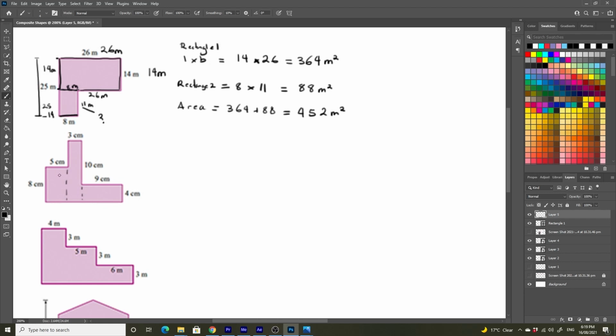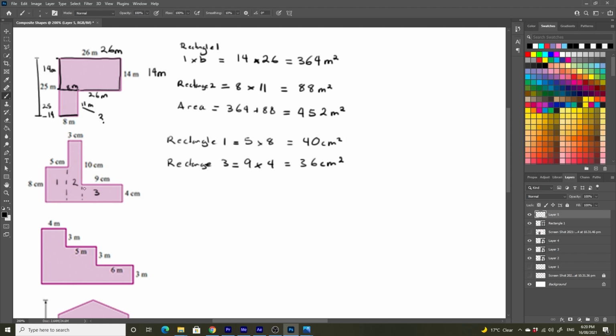For two of these, we can solve them straight away. We'll call this rectangle 1, rectangle 2, and rectangle 3. So rectangle 1 is equal to length times breadth, which is 5 times 8, which is equal to 40 centimeters squared. And rectangle 3 actually is another easy one, which is equal to length times breadth, which is 9 times 4, 36 centimeters squared.